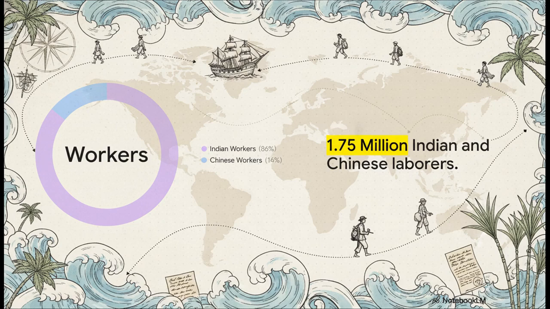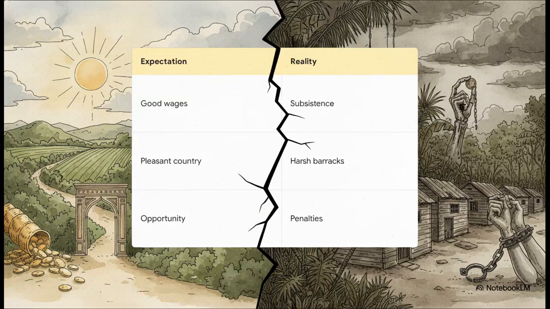Between the 1830s and 1917, roughly 1.75 million individuals signed these contracts. We're looking at about 1.5 million Indian workers and 250,000 Chinese workers dispersing across the globe to places like Fiji, Natal, Mauritius, Malaya, and the Caribbean. But as you might guess, expectation rarely matched reality.